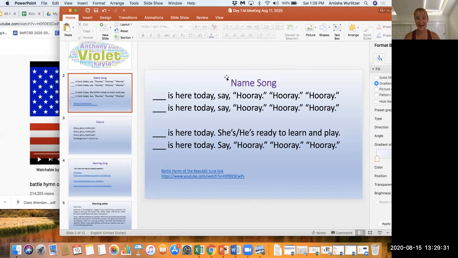Let's play the name song. We're going to say a name like Anthony. Anthony will stand up and we are going to sing, "Anthony is here today. Say hooray, hooray, hooray," and we'll wave at him at the same time. "Anthony is here today. Say hooray, hooray, hooray. Anthony is here today. He's ready to learn and play. Anthony is here today. Say hooray, hooray, hooray."